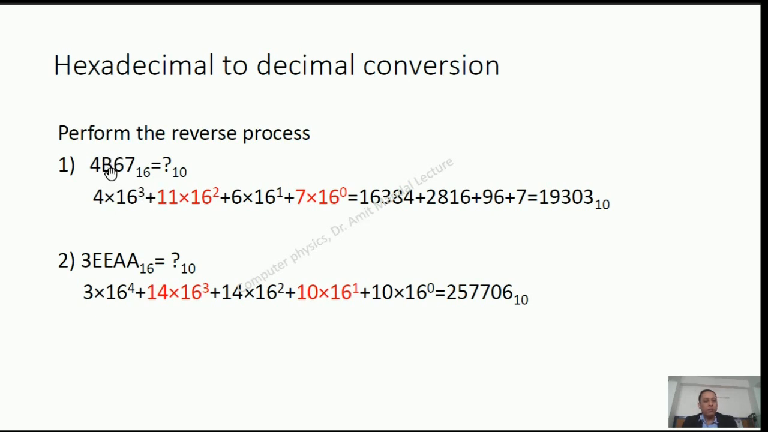Plus, now this B stands for 11. So 11 into 16, the place number of this B is 3, counting from 7, 1 to 3. So 3 minus 1 is 2. So 16 to the power 2. Plus 6 into 16 to the power 1, because the place number is 2, so 2 minus 1 is 1. And then again plus 7 into 16 to the power, the place number is 1, 1 minus 1 is 0, so 16 to the power 0.